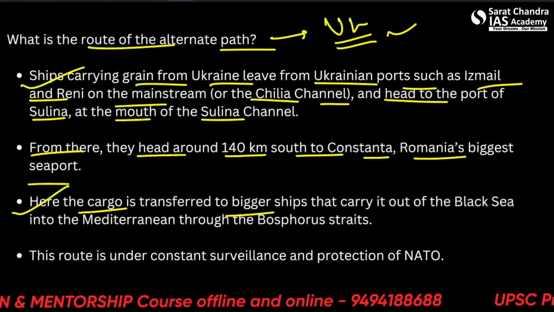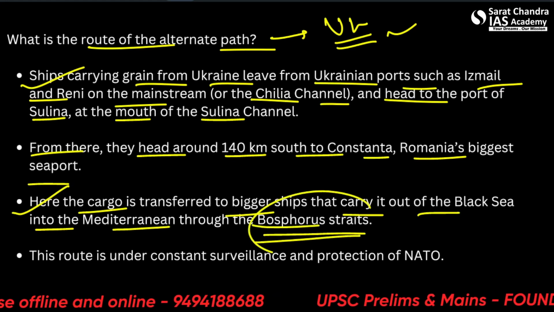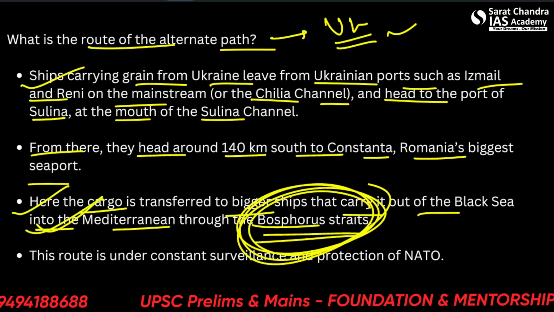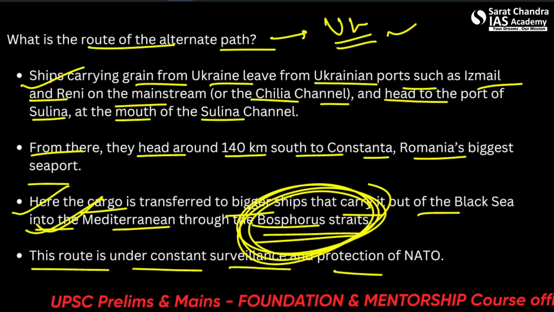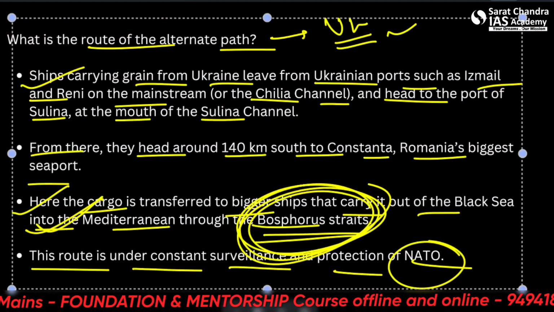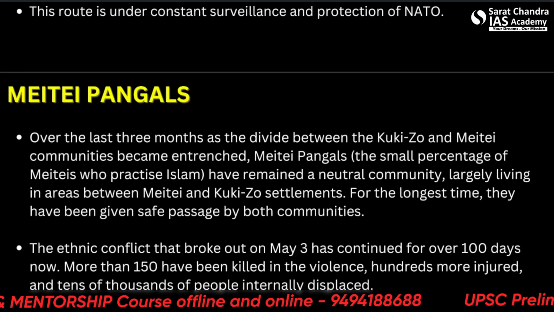Here, the cargo is transferred to bigger ships carried out of the Black Sea into the Mediterranean through the Bosphorus Strait. This strait is very important. Please note it down that this connects the Mediterranean to the Black Sea, and this route is under constant surveillance and protection of NATO. All right. So this covers our region mapping section for this lecture.